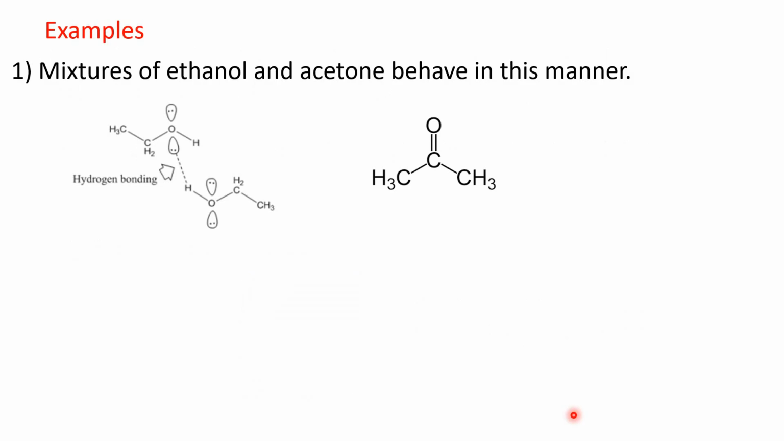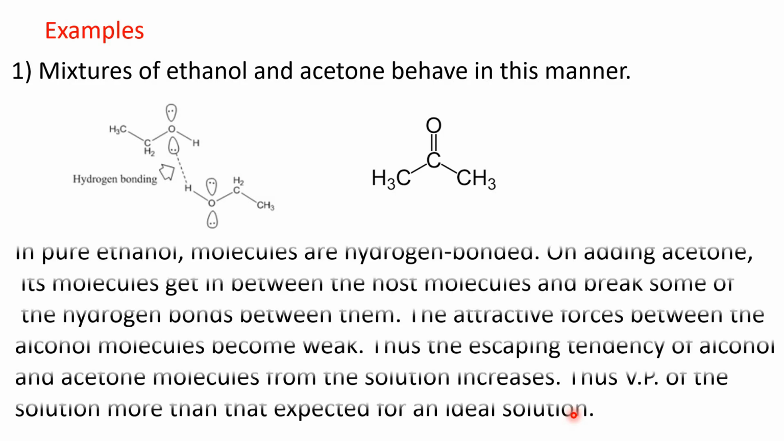Now coming to the examples, this mixture of ethanol and acetone. In ethanol, apart from the other intermolecular forces, the molecules are associated with each other by strong intermolecular hydrogen bonding. And when acetone is added to alcohol, the acetone molecules go between the alcohol molecules. Therefore, what happened? The intermolecular hydrogen bonding in ethanol molecules is broken. So what is the result?